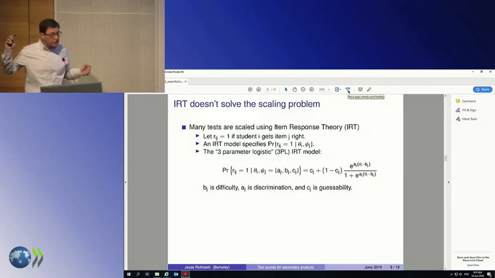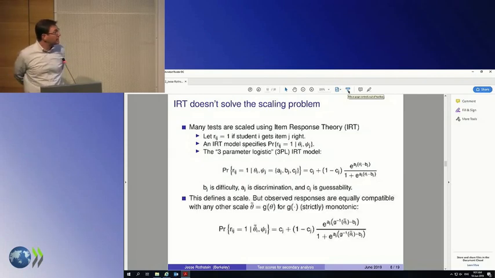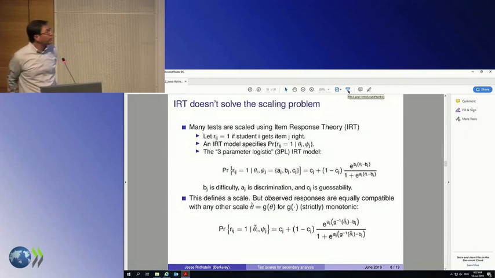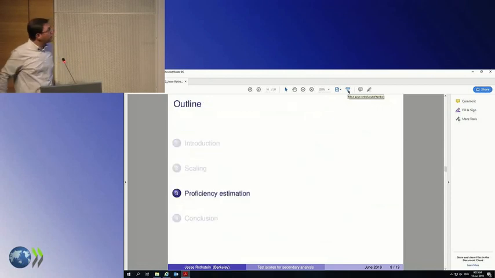The problem with this is that the observed responses are equally compatible with any other scale that's a monotonic transformation of that theta. If we wanted to use theta tilde, that's g of theta, for any monotonic transformation g, the data would fit just as well. We would just plug into our likelihood g inverse of theta tilde rather than theta. There's nothing in the data that can tell us which of these is the right model. Okay, so that doesn't solve the problem.